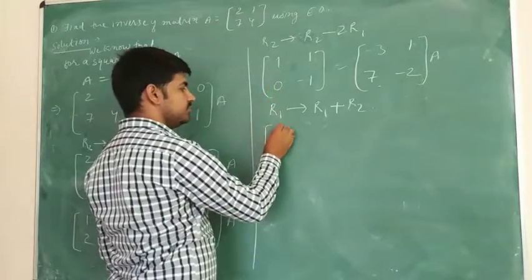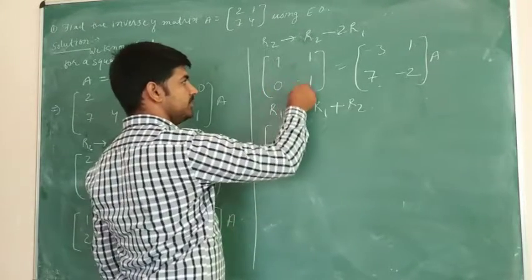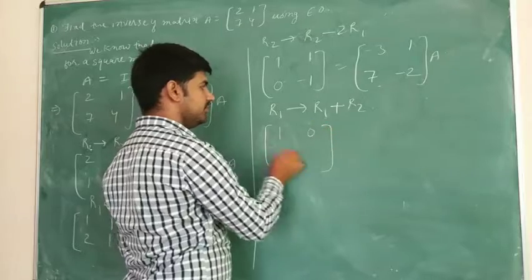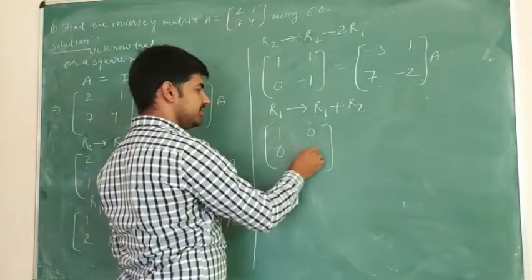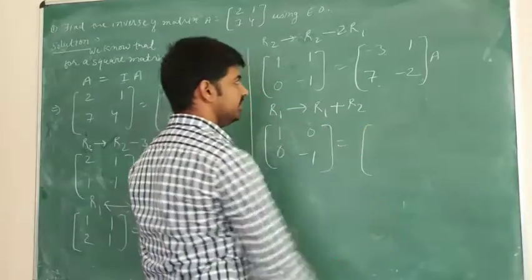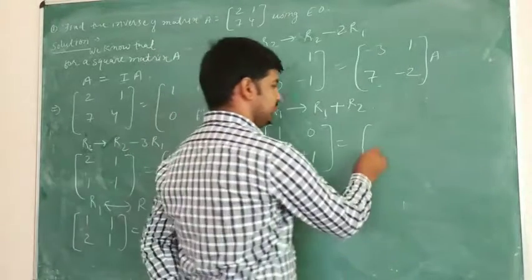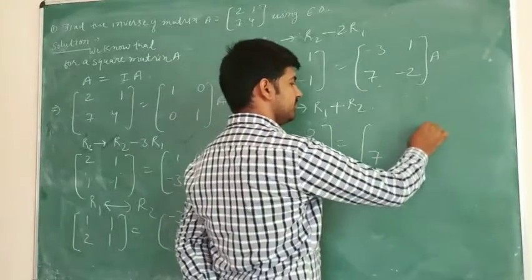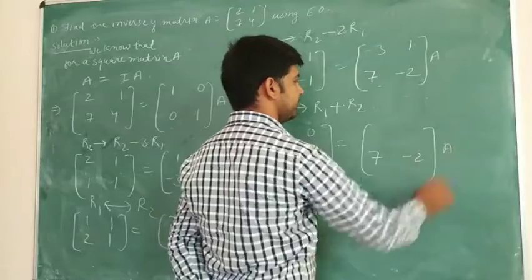So 1 plus 0 is equal to 1 only. 1 plus minus 1 is equal to 0. There will be no change in R2. So 0 and minus 1 is equal to this side. Students, there will be no change in R2. So 7 and minus 2 I am writing, and times A.